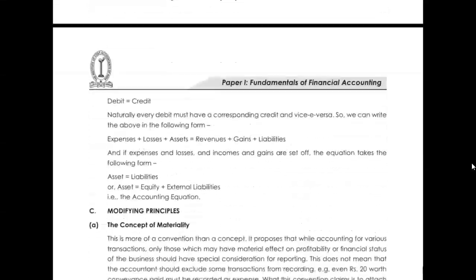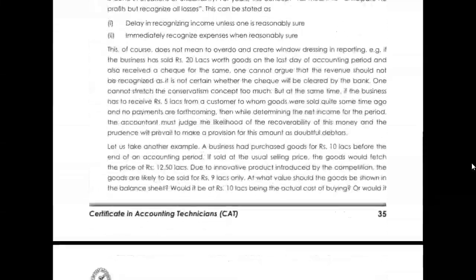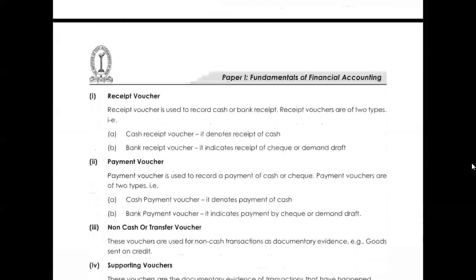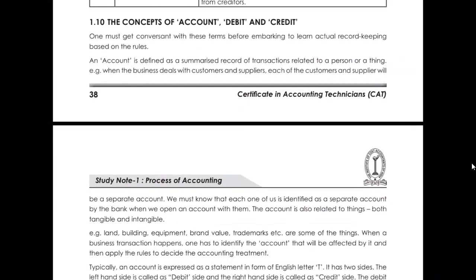Then we have learned about the rules of accounting. The concepts of debit and credit. What do you mean by debit? It is a debit receipt. What do you mean by credit? That is a credit receipt. Any transaction has two effects. One is the debit, one is the credit. Debit stands for DR, that is the debit receipt. Credit is represented by CR, that is the credit receipt. So these terms are very much needed to learn for actual record keeping based on the rules.